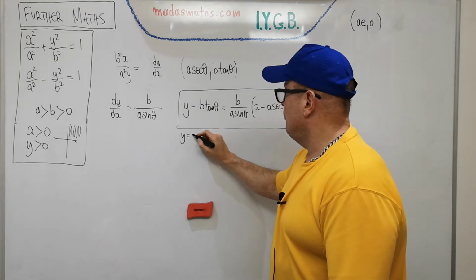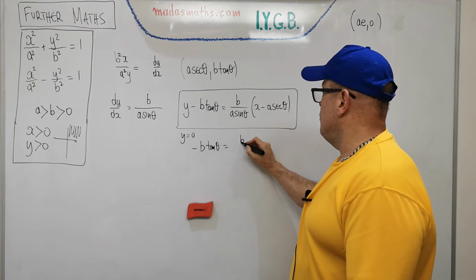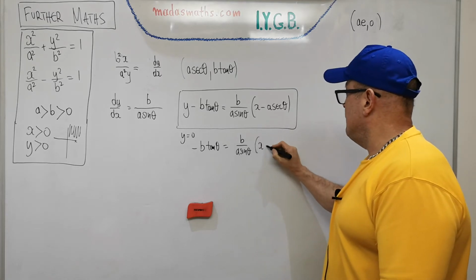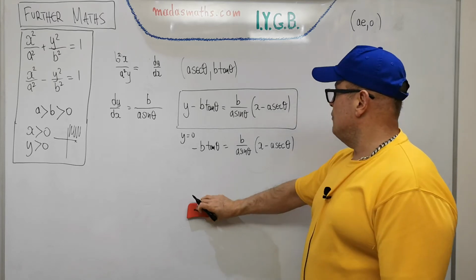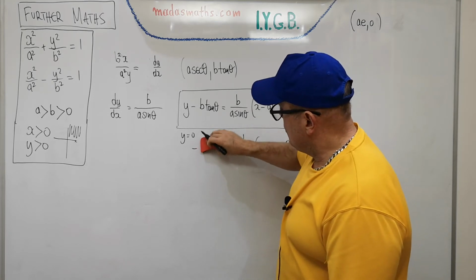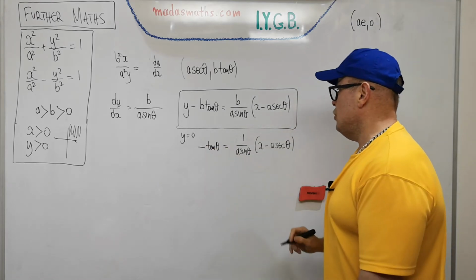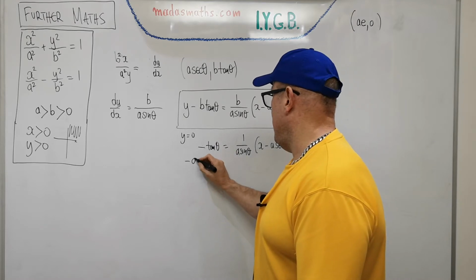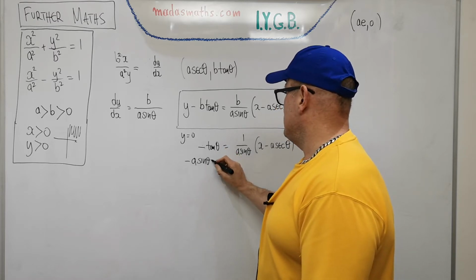y equal to 0, of course, is going to give me minus b tan theta is equal to b over a sine theta times x minus a sec theta. We're going to get rid of the b's, divide both sides by b. Let's not lose the minus though. Okay, that is going to simplify now to times that across, minus a sine theta times the tan of theta.